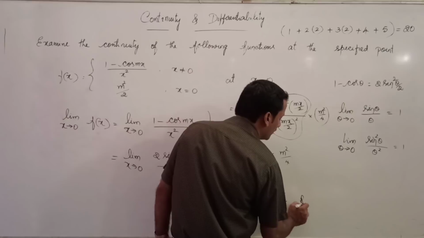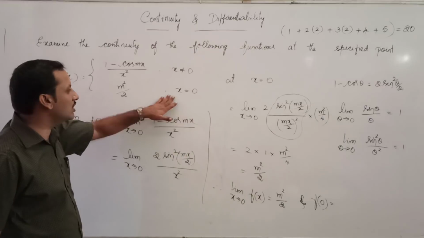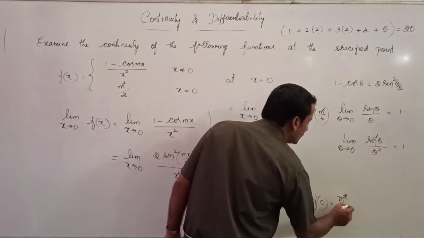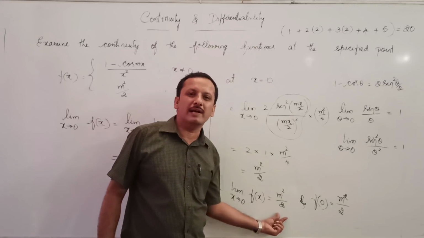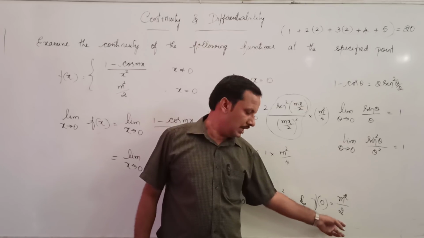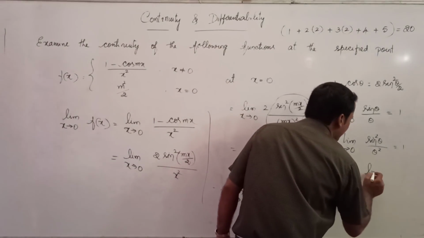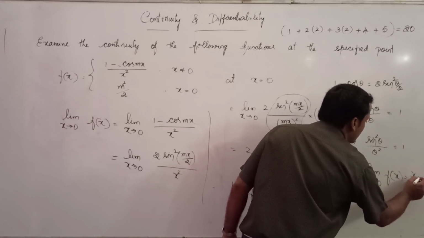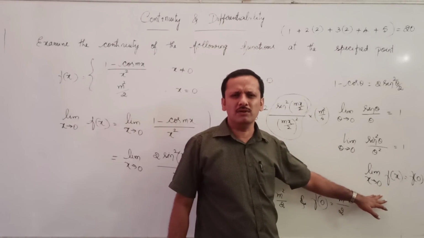And what about f of 0? F of 0 is the value of the function at x equal to 0. F of 0 is equal to m square by 2. Okay, so limit x tends to 0, f of x is m square by 2 and f of 0 is also m square by 2. Therefore, we can say, now observe that these two are equal. I will write here, limit x tends to 0, f of x is equal to f of 0. So, f of x is continuous at x is equal to 0.